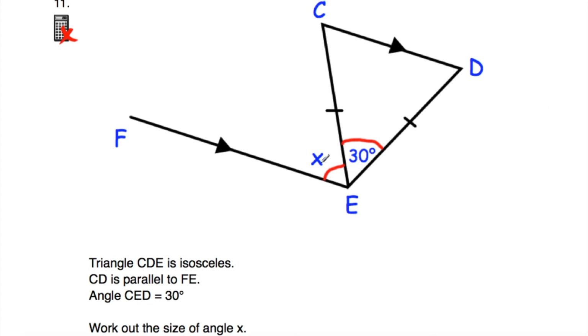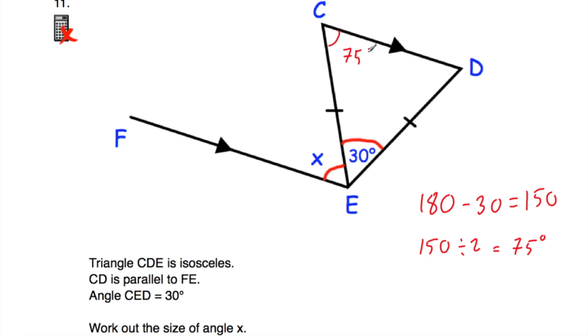To find the size of this angle, I'm going to look at this isosceles triangle to begin with. We know that this angle is the same size as this one. So if we do 180 take away 30, that's equal to 150 degrees. So this angle plus this angle is 150 degrees. Now we divide 150 degrees by 2, because these angles are the same, and that's equal to 75 degrees. So this angle here is 75 degrees, and also this angle over here is 75 degrees.